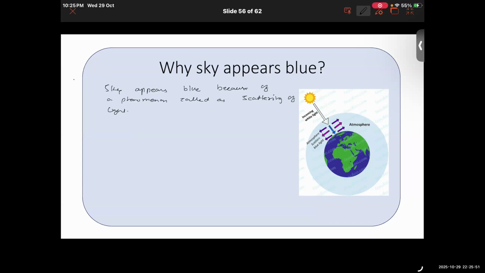Getting it? So it gets scattered much more than other colors, and because of this, our eyes see a blue color most of the time. Okay.